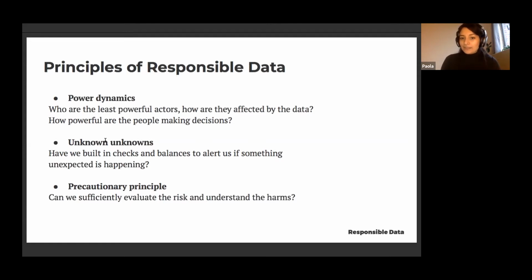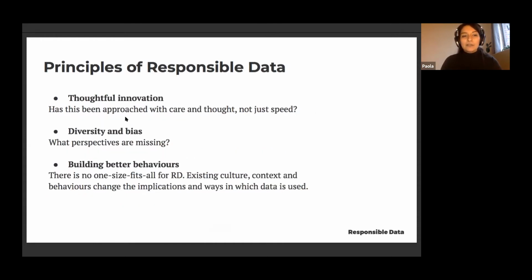Then we have the precautionary principle. Can we sufficiently evaluate the risk and understand the harms? Which is quite related to the unknown unknowns principle. We have to always consider that if we don't have enough information on what potentially could be the risk of working with a specific type of technology, then maybe it's not the best idea to do it in the first place. If, for example, biometric registration, right? It's been quite a hot topic in the humanitarian world for a while. If we have no idea how, let's say, iris scans are collected and stored, then maybe it's not the best way to collect any information on the community.